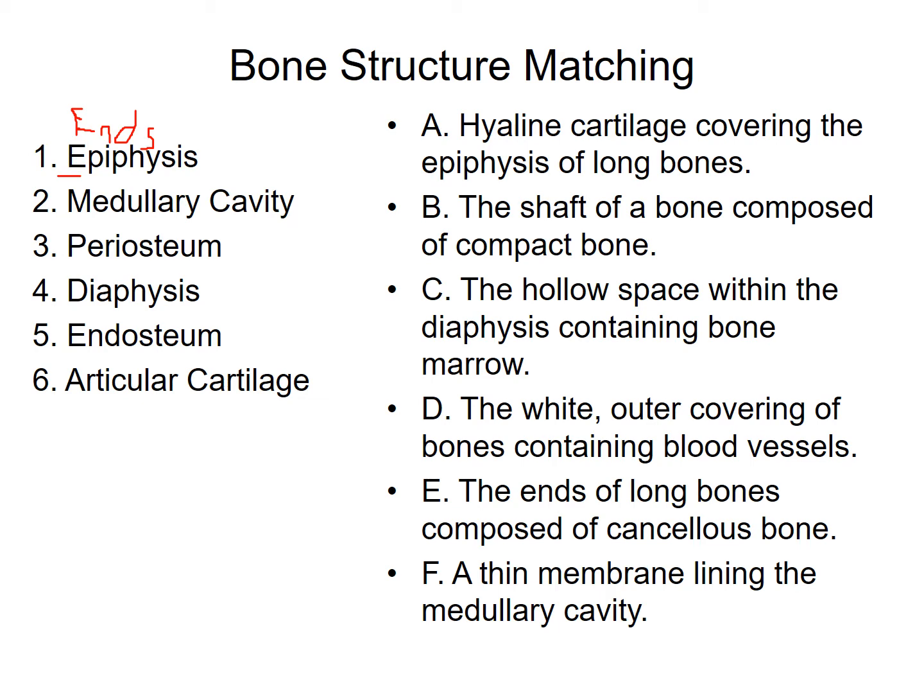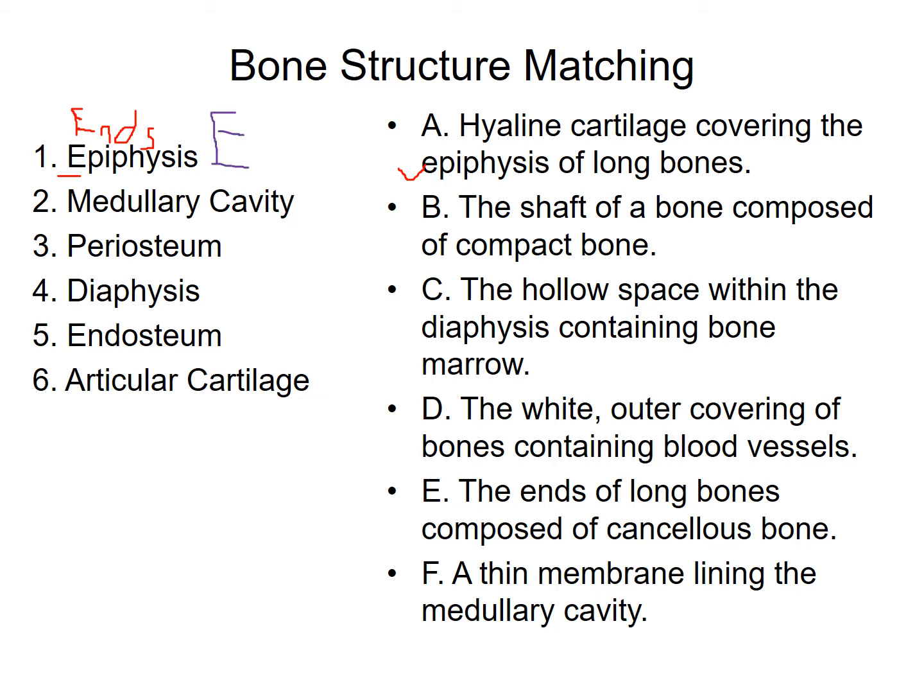So A, hyaline cartilage. Yeah, hyaline cartilage is covering the epiphysis, but you see the answer, right? I mean, you see the word within the answer, so that's not it. B is the shaft, so long skinny part. No, that doesn't really fit. C, hollow space. It's not a hollow space, right? It's the ends of the bones, so C doesn't fit. D says the white outer covering of bones containing blood vessels. That's not the outer covering. Remember, peri means around, so that's going to be more periosteum. And then at E, we arrive with ends of long bones. So that makes sense. And that's going to be composed of our cancellous bone. So let's put a nice E there.